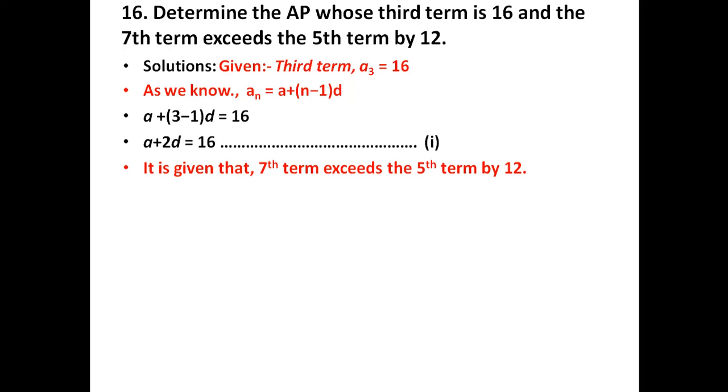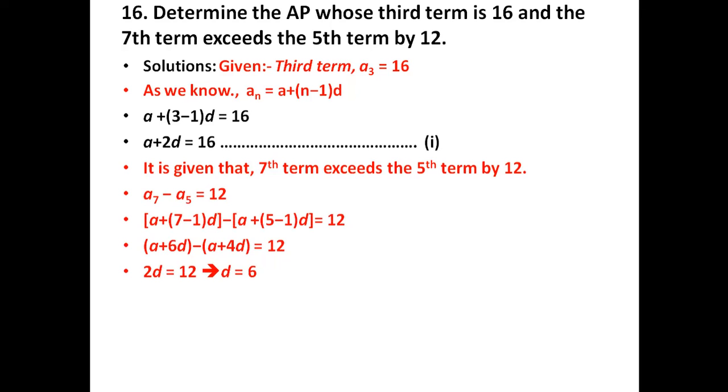It is given that the 7th term exceeds the 5th term by 12, which means A7 minus A5 equal to 12. So you have to put the formula for A7 and A5. So A plus 7 minus 1 into D. In place of A7 you are going to put the formula for A7. Then A5 also, similarly, you have to write.